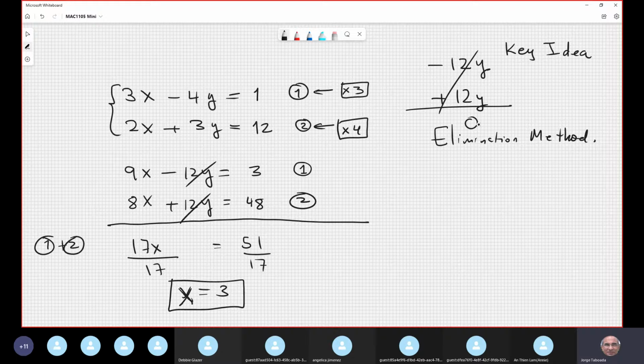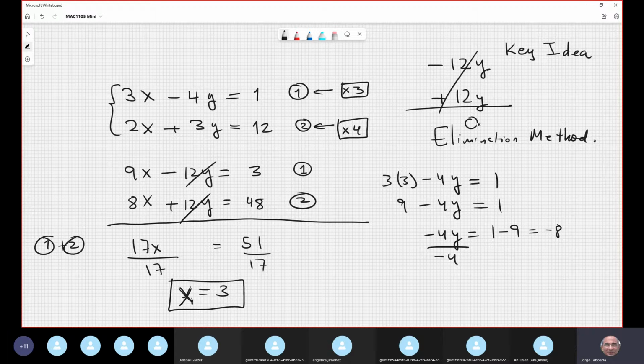To find the y value, you select either equation. For example, in my paper, I select equation number 1 because I consider it good. And you plug in 3 here. So 3 times 3 minus 4y equals 1. 3 times 3 is 9. Minus 4y equals 1 minus 9, which is negative 8, divided by negative 4, y equals 2. Okay, so the solution, the famous point where the lines intersect, is the point 3, 2.